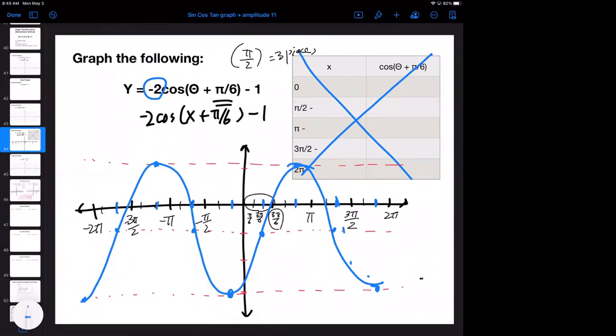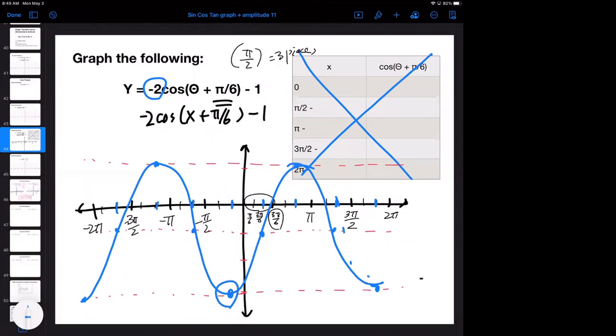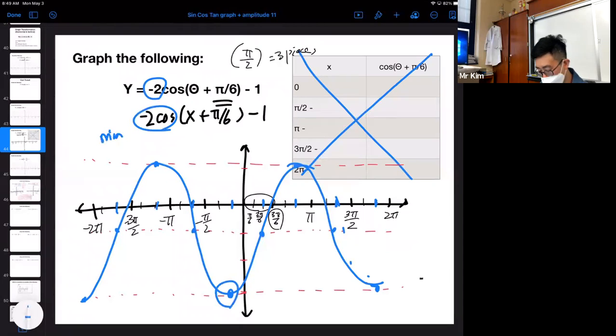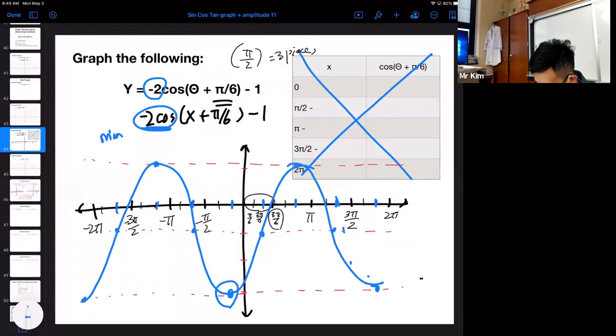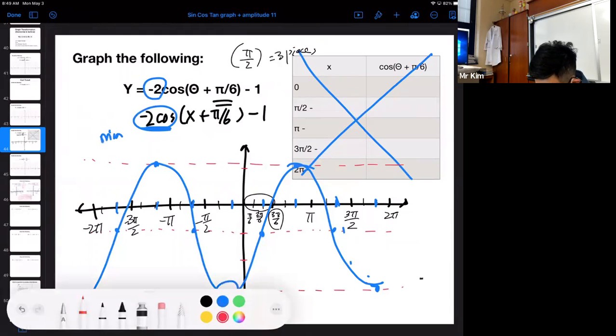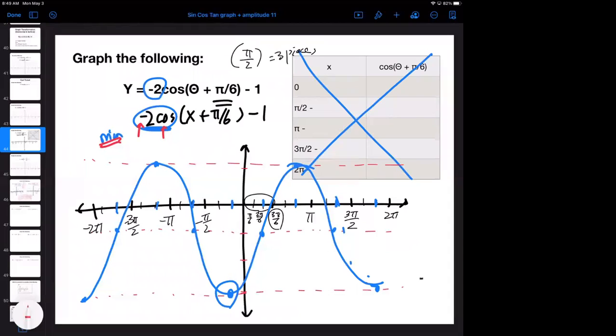Mr. Kim, thank you. Yes, Sam. In that graph, where's the starting point? The starting point is at negative pi over 6, which is right here. Why is it so low? Because it starts at minimum. So the -2 would just mean that it starts at the bottom? Not the -2, the negative cosine. The negative with the cosine determines that I start at the minimum. Okay, thank you. Yep.